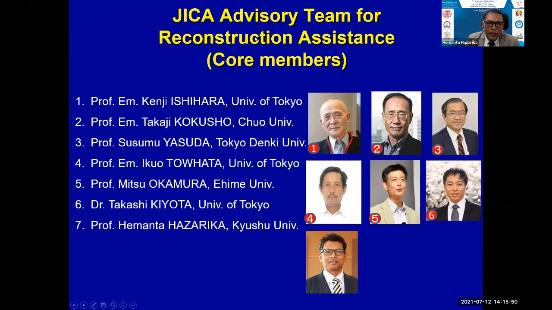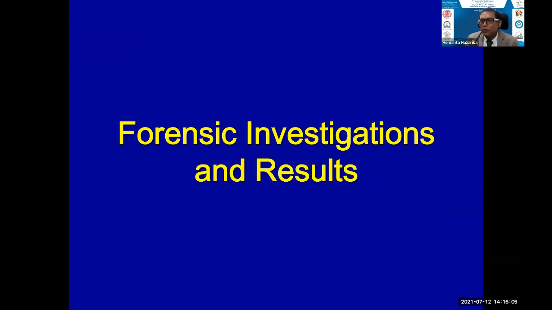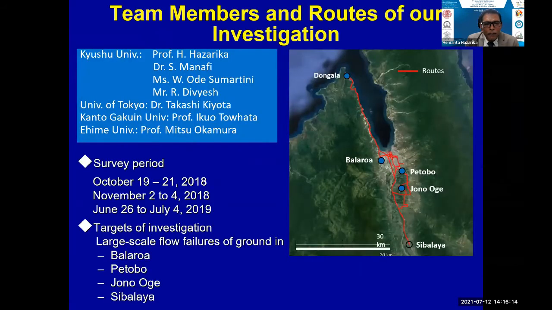So after that, JICA, the Japan International Cooperation Agency, formed an advisory team with Professor Ishihara, Kokusho, Yasuda, Tohata, Okamura, Kiyota, and myself. And we went to the site several times. And I'm going to talk about those investigations and the results. So from our university side, me, Dr. Manafi, my Indonesian student, and Divesh joined, and from University of Tokyo, Dr. Kiyota and Professor Tohata, also from Ehime University, Professor Okamura.